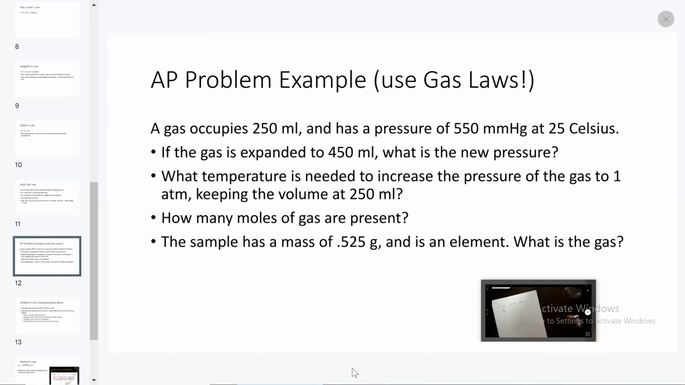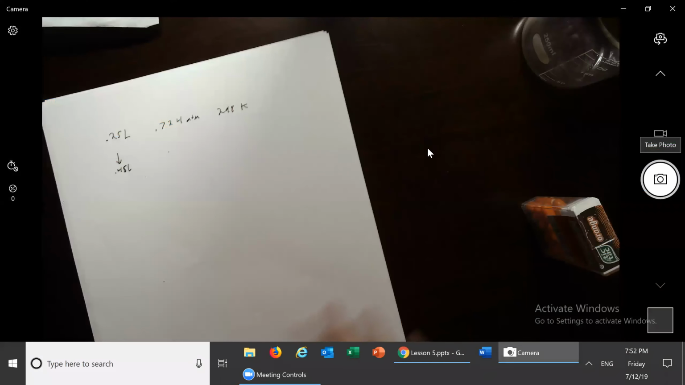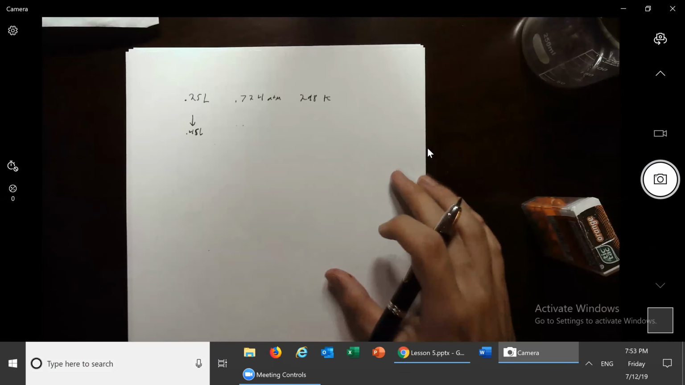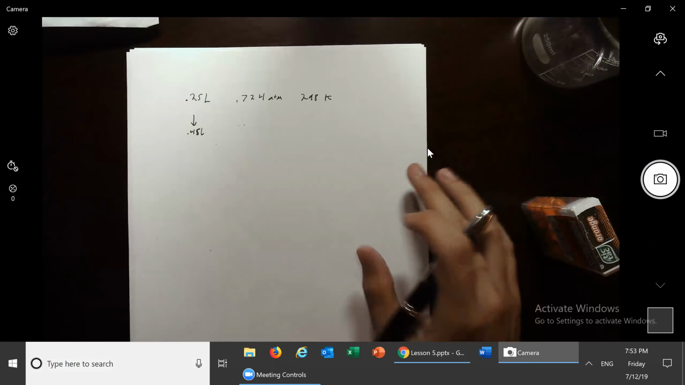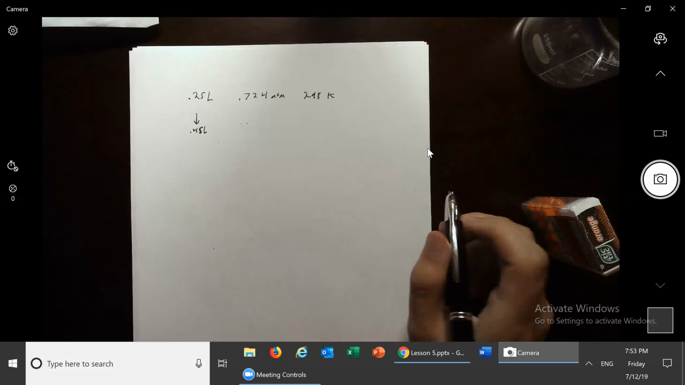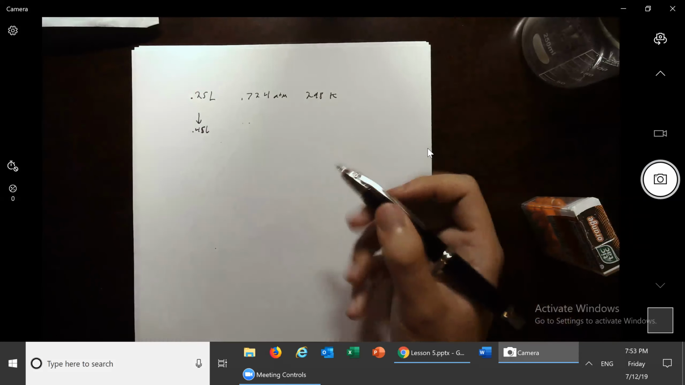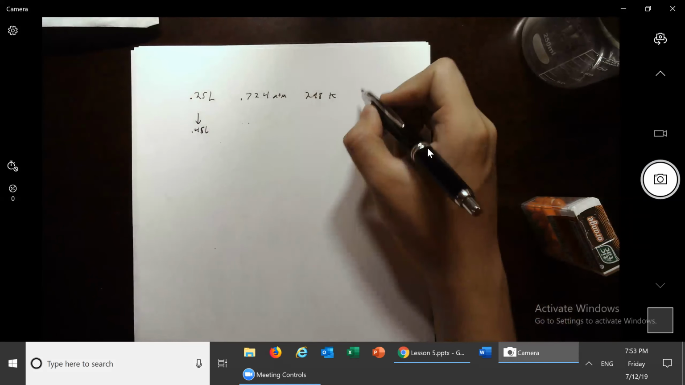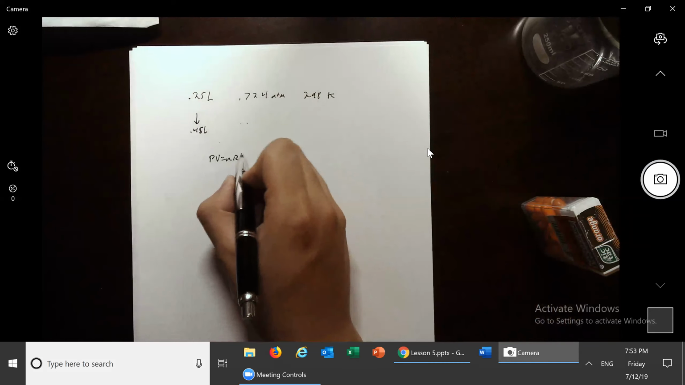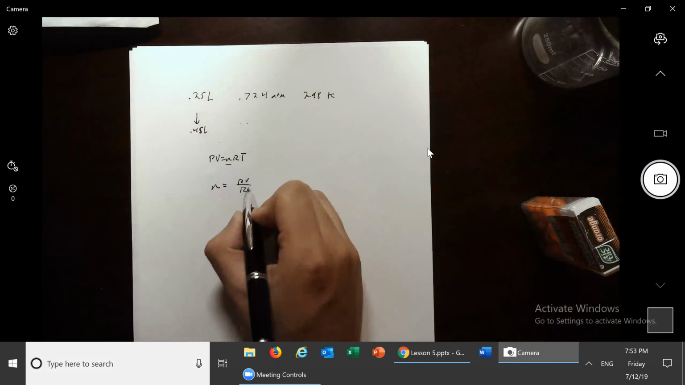There are several ways to solve this problem mathematically, but in my opinion, the easiest way is to just calculate the number of moles. That way we have all 4 parameters and everything is nice. So how do we do n? PV equals nRT, and we need to calculate n. So n equals PV over RT.